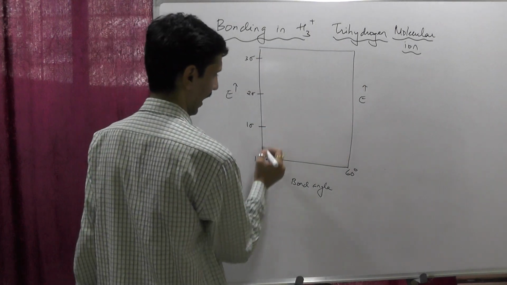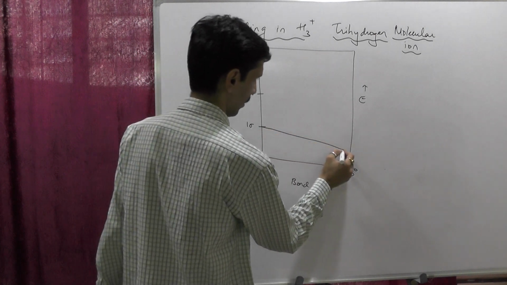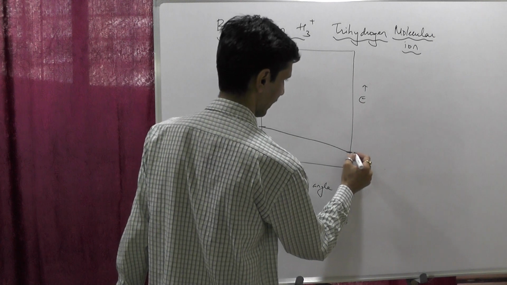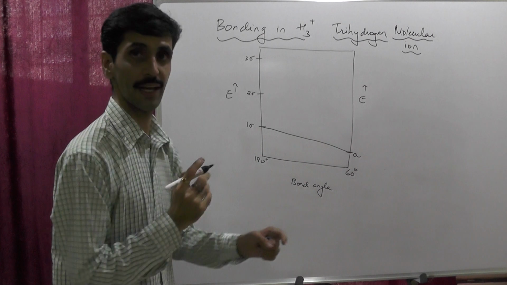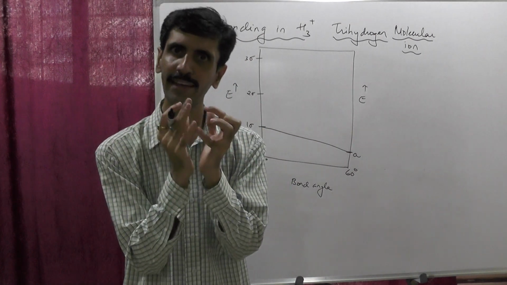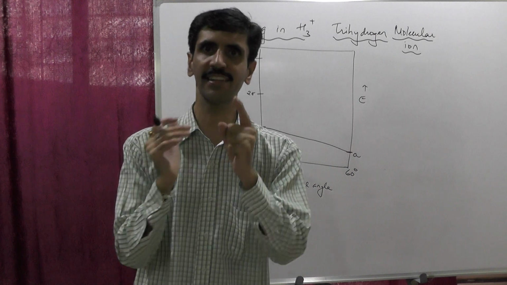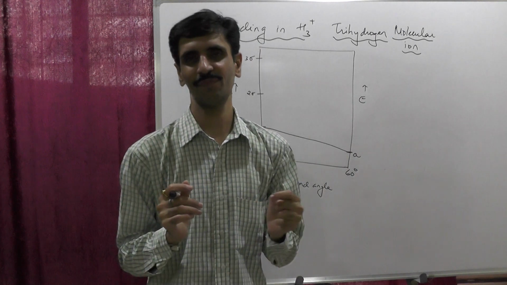So as we go from 180 degree to 60 degree, there is a slight decrease in the energy level, slight decrease, and that gives you A, because the 3 hydrogen atoms come much closer. There is a close association of the 3 hydrogen atoms in the triangular configuration as compared to the linear configuration.